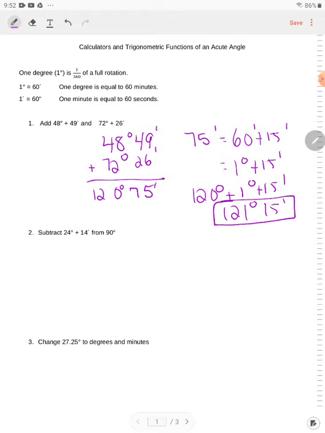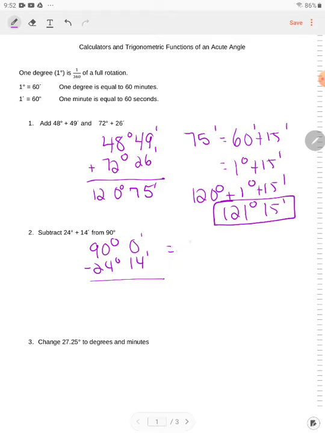Now we want to subtract 24 degrees, 14 minutes from 90 degrees. So let's set it up: 90 degrees minus 24 degrees, 14 minutes. This is one time you absolutely want to write your problems vertically so that you can borrow. Okay, so I cannot subtract here because there's 0 minutes. You can't subtract 14 from 0.